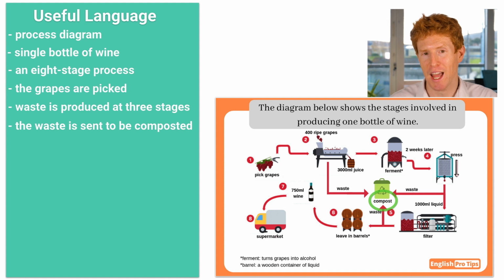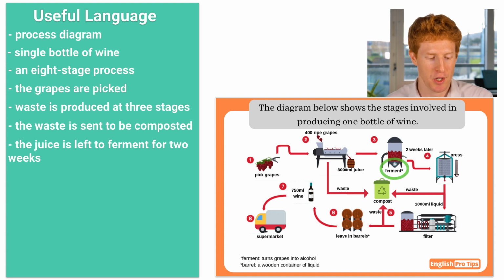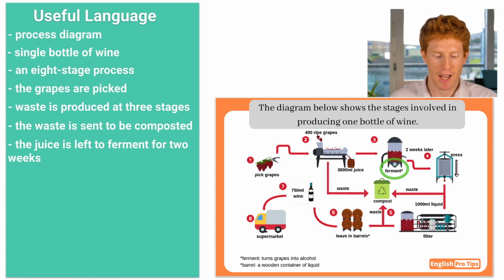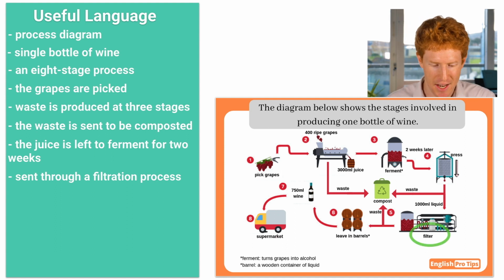This is all vocabulary and language that you can use when you're writing your answer, which you're going to be doing soon. Next, the juice is left to ferment for 2 weeks. So you can see that here in stage 3. The juice is left to ferment for 2 weeks. So as you can see below, ferment just means when fruit is left for a period of time and turns into alcohol. This is called fermentation. Next, sent through a filtration process. So we can see that here in stage 5.